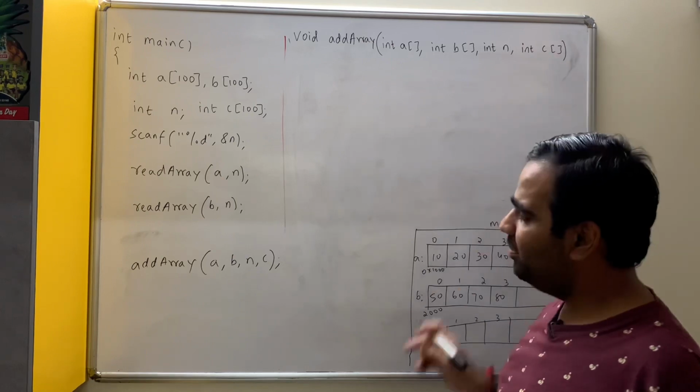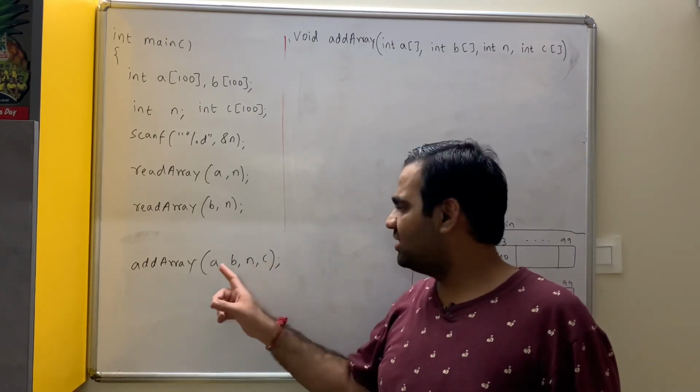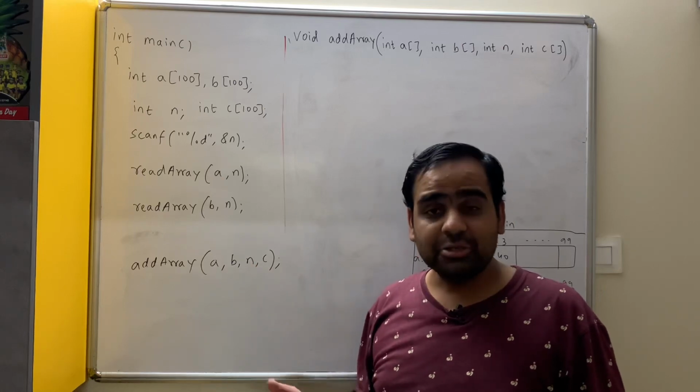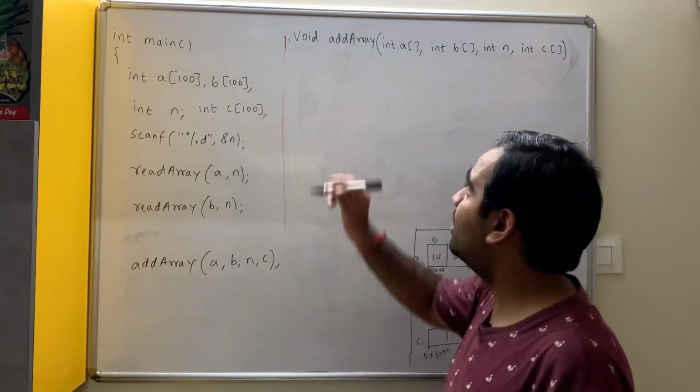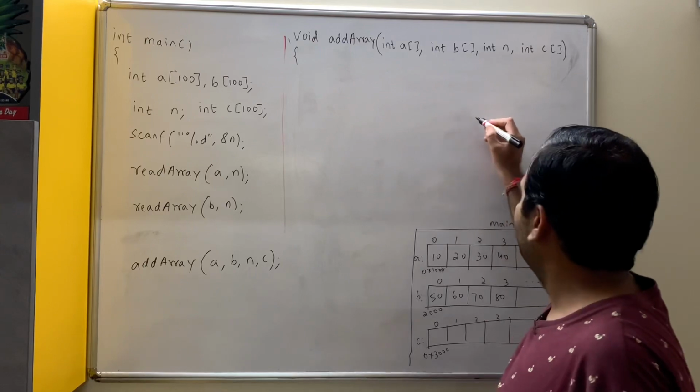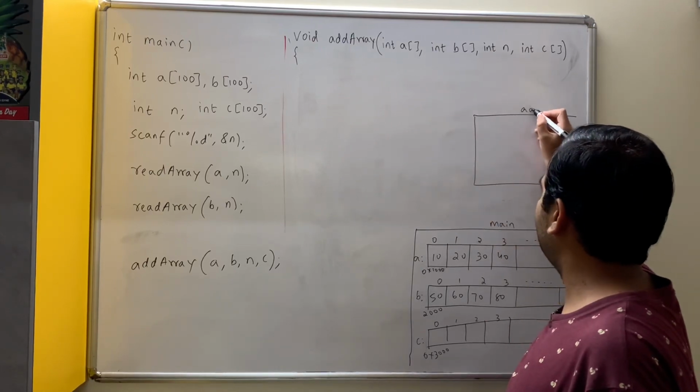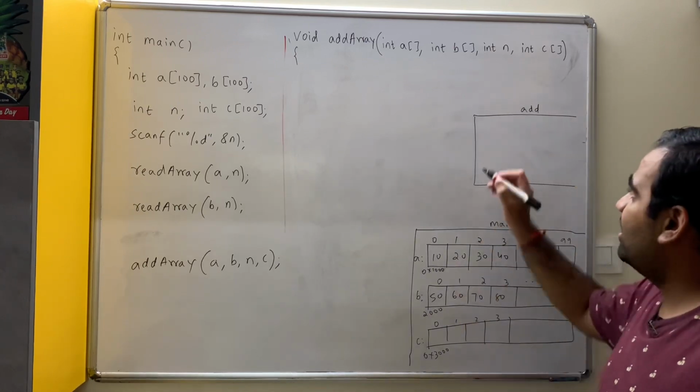Now what do we mean? We mean that add the values of A and B for n array elements and store the answer in C. Now how does it work? See here. Whenever you call the function, the scope of the function gets activated. Now this is the add array function. There are four parameters.